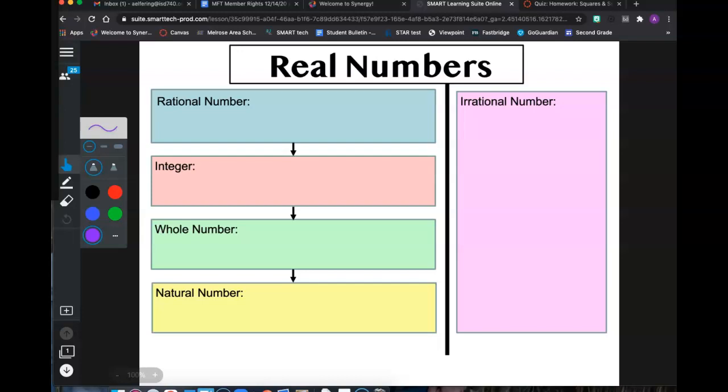And under real numbers, it kind of falls into two categories. We either have rational numbers or irrational numbers. Now, rational number, okay, you need to write this down in your notebook. Rational numbers are fractions. Any number that can be written as a fraction is a rational number.